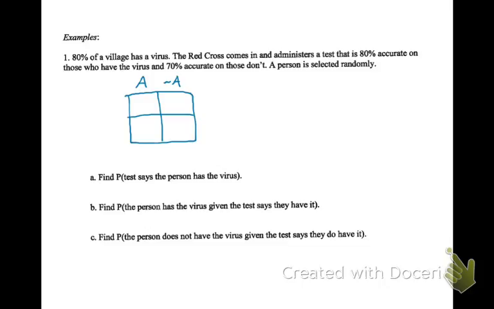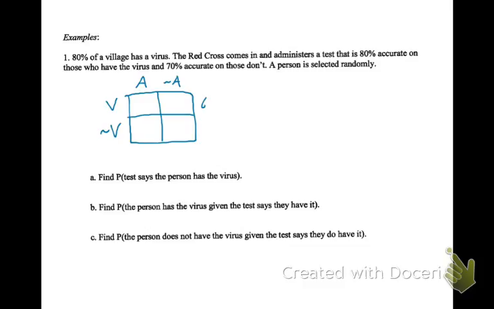Now, let's read the problem first. 80% of a village has a virus. The Red Cross comes in and administers a test that is 80% accurate on those who have the virus and 70% accurate on those who don't. So you have the conditions having a virus and being accurate. Those are essentially your two circles. So virus or no virus are the two possibilities for that event, and accurate and not accurate are the two possibilities for that event. Now it says 80% of the village has a virus, and I'm not giving any kind of numbers, so I'm just going to deal with percents.